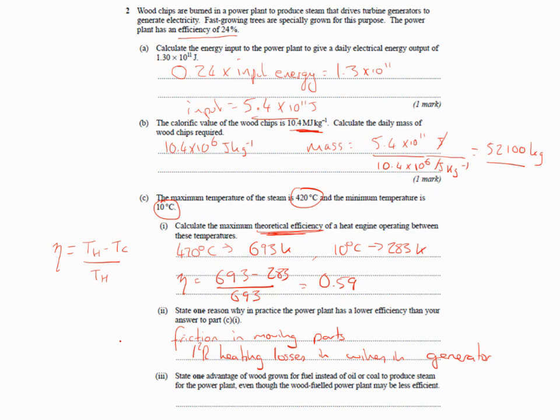And then part III, one advantage of wood grown for fuel instead of oil or coal. I mean, there's loads of things you could say here. You could say things like the trees can be regrown, so they are somewhat renewable. You could say they are almost carbon neutral because the trees, when they grow, absorb CO2, although that in itself is a very controversial point. You could also say things like when you burn the wood, you don't produce sulfur dioxide and acid rain, whereas fossil fuels would. So there's loads of possible answers.